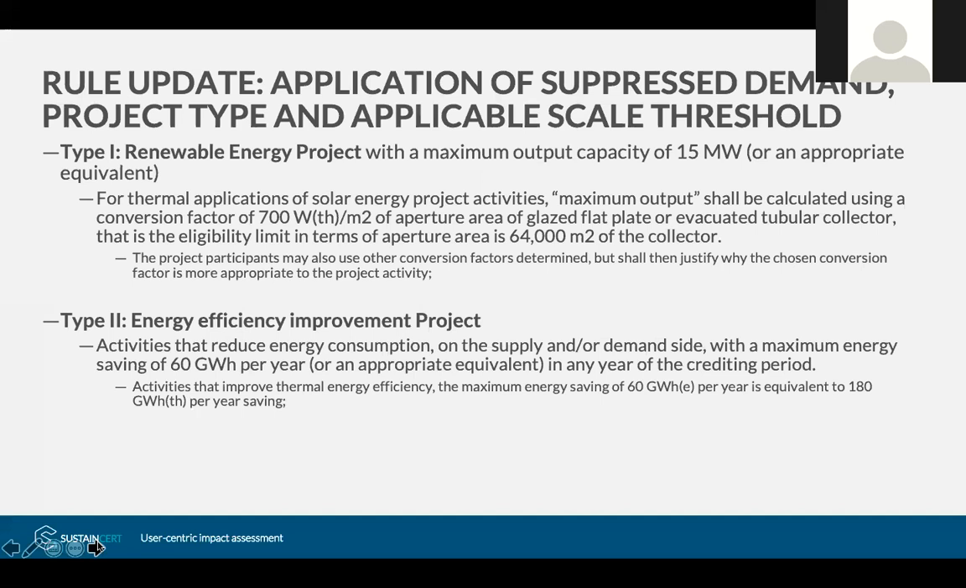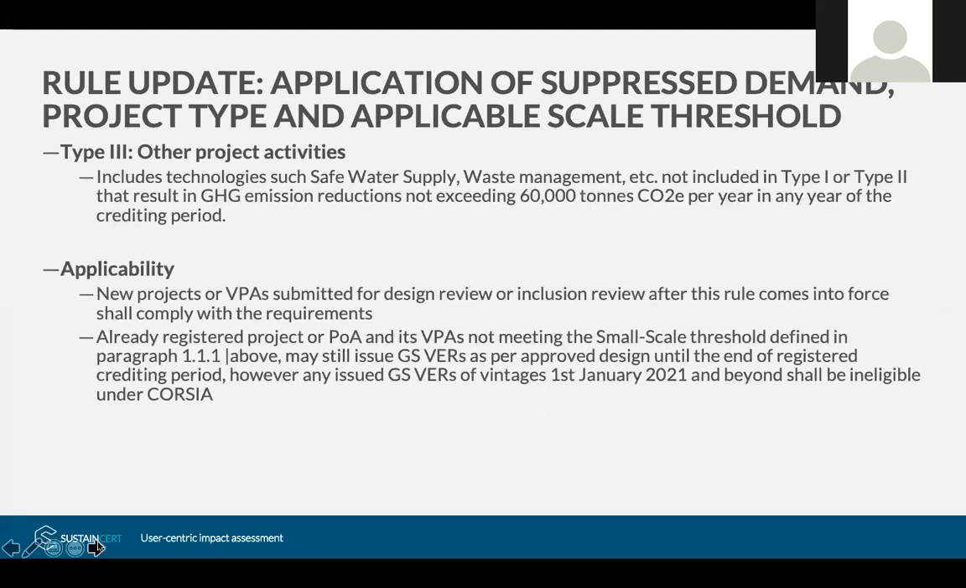Also to note here is the fact that for activities which improve thermal energy efficiency, the maximum energy saving, which we discussed as 60 gigawatt hour per year, is equivalent to 180 gigawatt hour thermal per year of savings. So this is, I think, exactly similar to the CDM definition of defining a type 1 and a type 2 project for a small scale threshold.